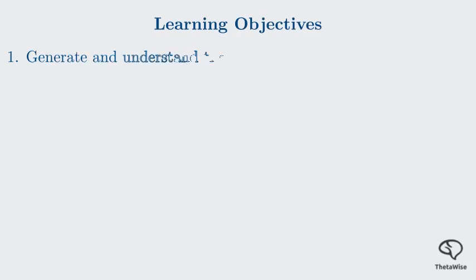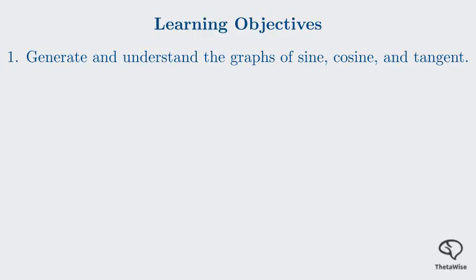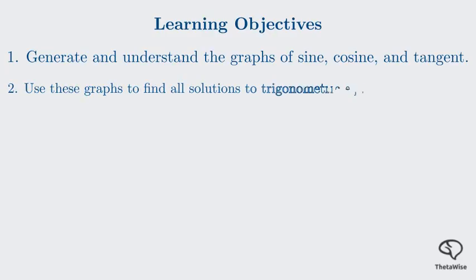In this video, we have two main goals. First, you will learn how to generate the graphs of the three primary trigonometric functions: sine, cosine, and tangent. Second, you will see how these graphs are essential tools for finding multiple solutions to trigonometric equations when the angle is restricted between 0 and 360 degrees.